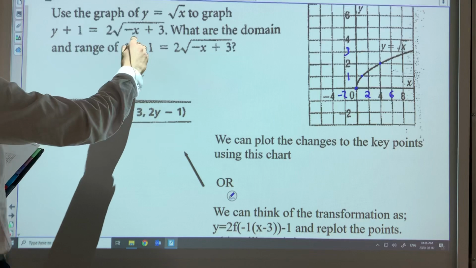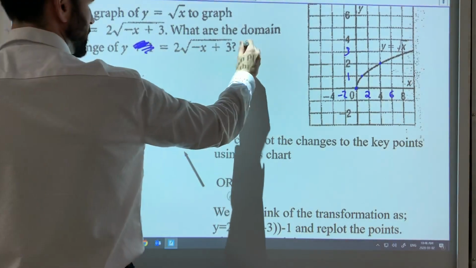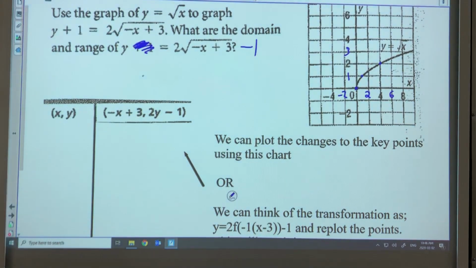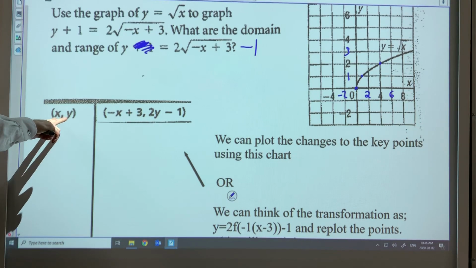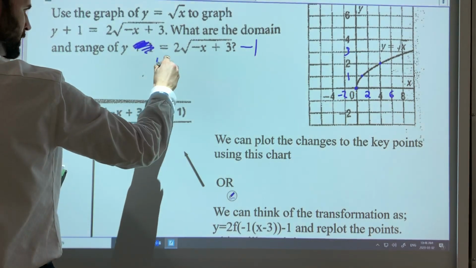Okay, so let's subtract 1 from both sides. We'll ignore the question mark. So let's see if this makes sense. We take our x, y point. What do we need to do in here? Do we need to pull anything out?